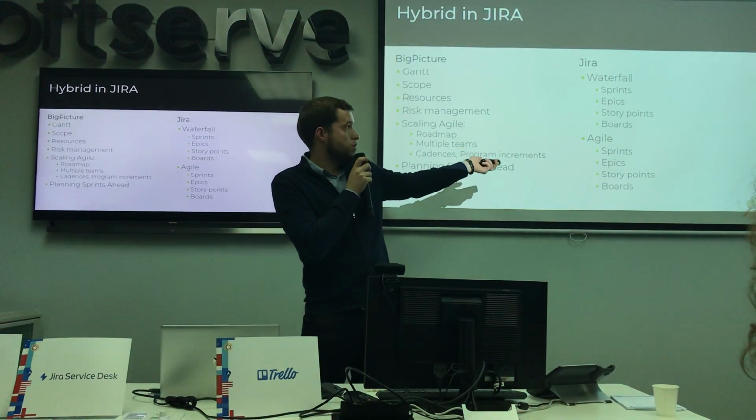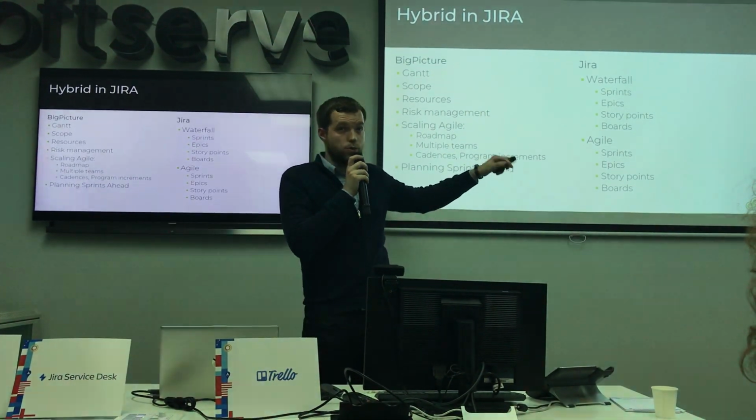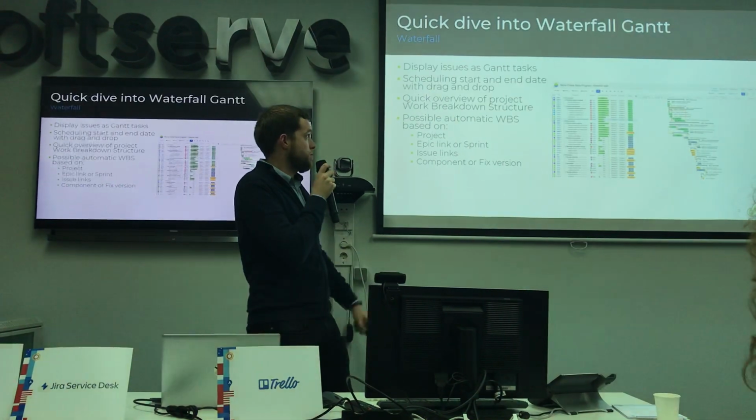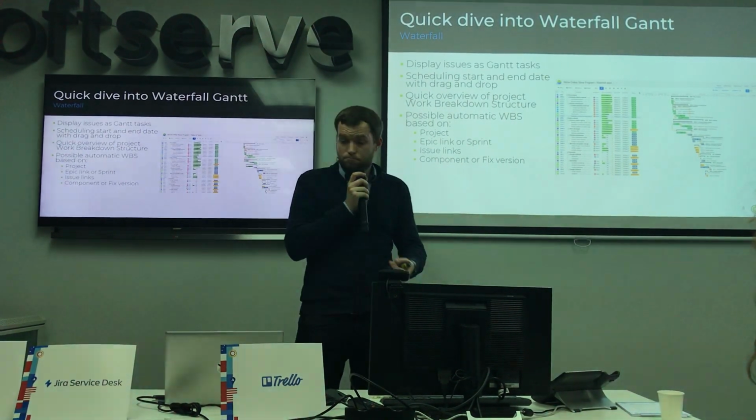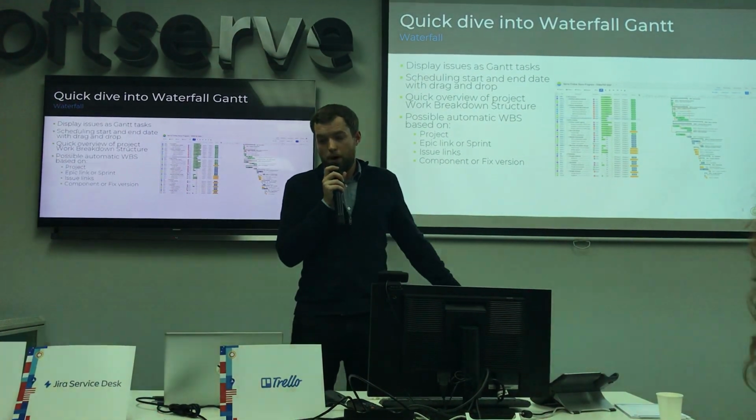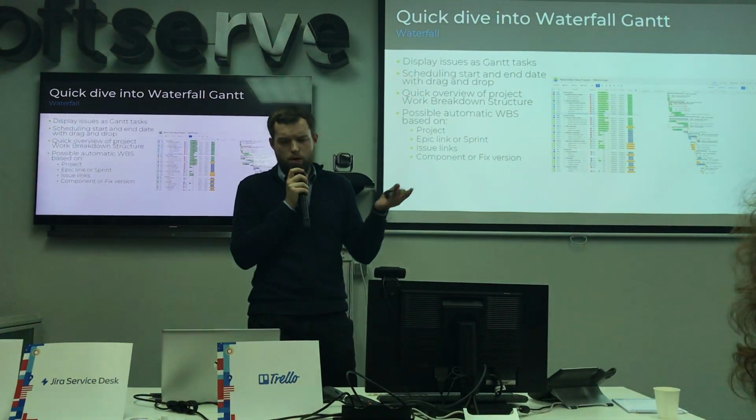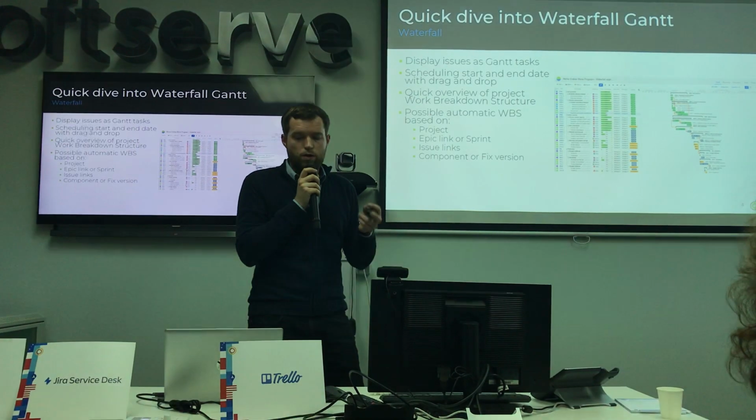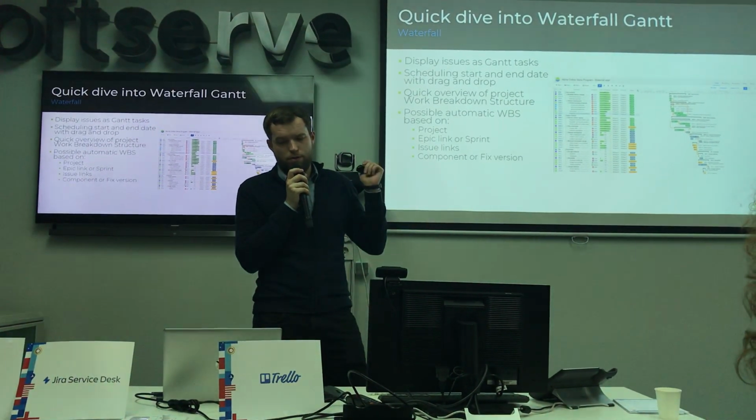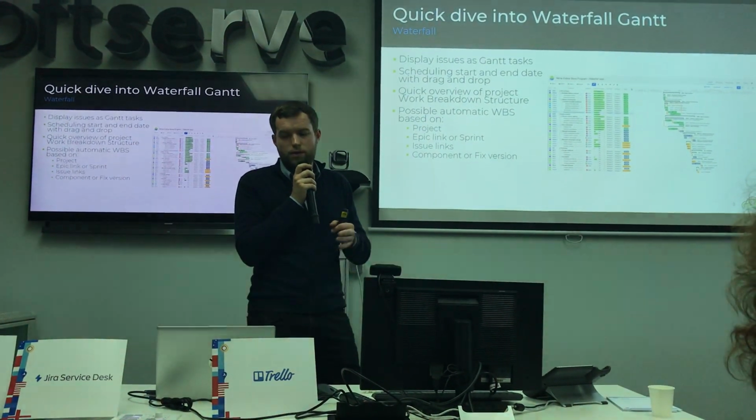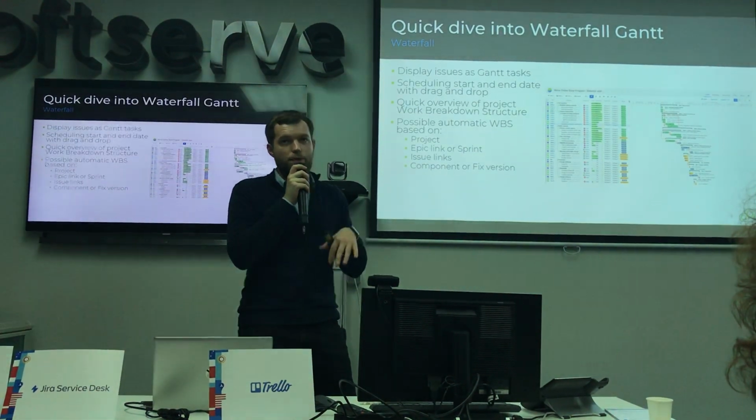While waterfall, agile, it's all about JIRA as well. So it's all integrated. What's about the waterfall Gantt? You can display some issues. All these are just basic things. You can work with a work breakdown structure, and you can schedule any tasks to start or to be finished.